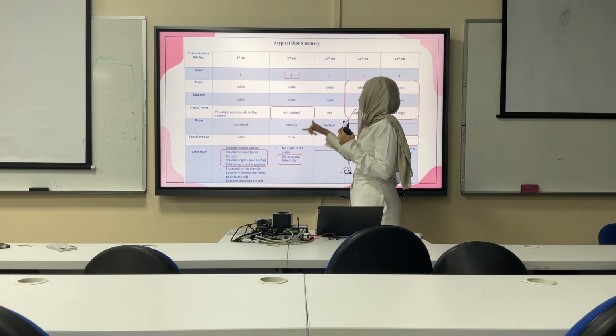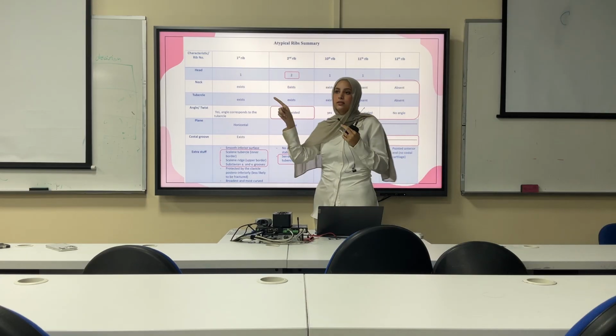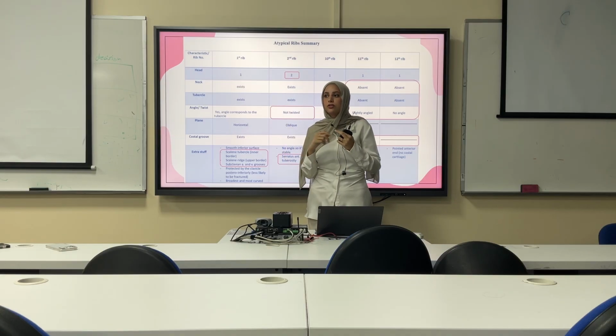And then, what else? The neck we finished. The tubercle, of course, exists in all of them, as we said, except the 11th and the 12th. And then the angle, just one thing, that the second is not twisted. Why is that? Do you know why, or can you imagine why?